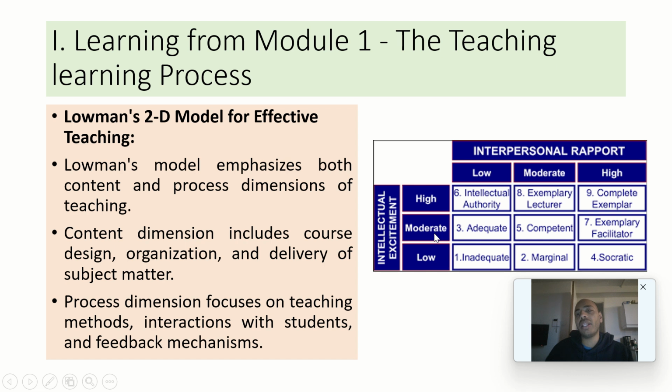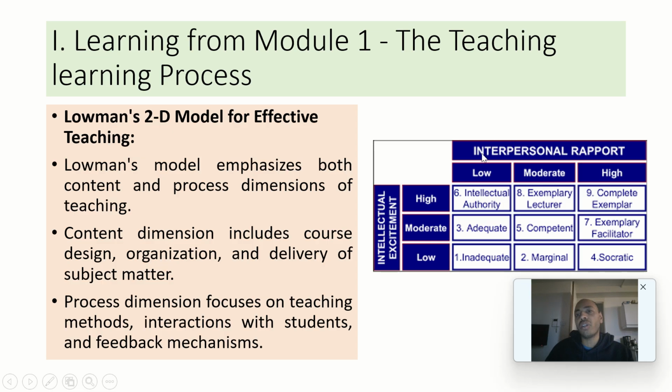So it may happen that you are very good in your knowledge, but you are not able to deliver that to your students. So your knowledge may be high, but your rapport may be low, right? Similarly, it may happen the other way, that your knowledge is low, but you are very good in your delivery, in the way you communicate.